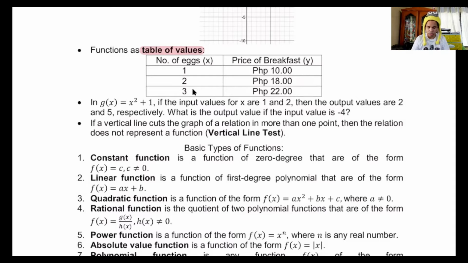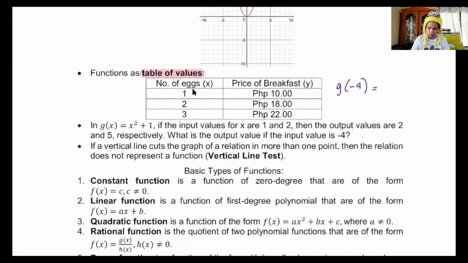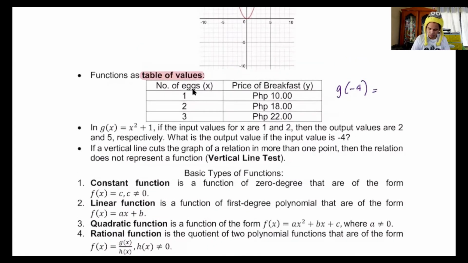So what do you think is the output value if the input value is negative 4? So you write g of negative 4 is equal to negative 4 squared plus 1. So this becomes 16 plus 1, or 17.